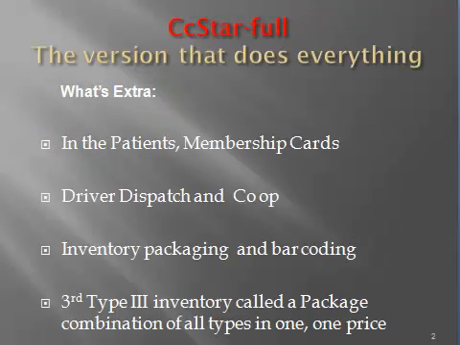What's extra? For the patient, it's about the membership cards. They have barcodes, patient driver and our new patient community options. Dispatching, delivery after point of sale, the process. In the administration, most changes are in regards to inventory packaging, which includes the barcoding process and generating those labels. And we are introducing a third inventory type, called a package, which is the combination of multiple inventory items, all in one, and one price. So not to confuse you.